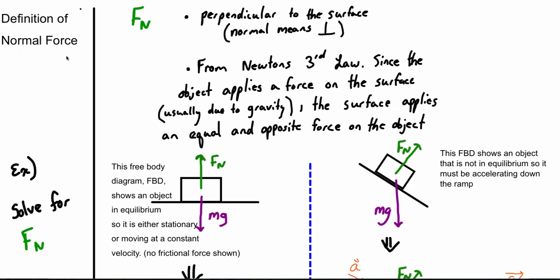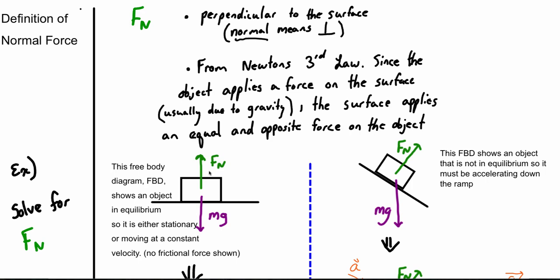Alright, so before we lead up to the definition of frictional force in equation form, we have to know a few things about the normal force. In mathematics and physics, normal means perpendicular. So the normal force is always perpendicular to the surface. And if we ask what is the normal force, we get the normal force from Newton's third law. Since an object applies a force on the surface, usually due to the gravitational force or its weight, the surface is going to apply an equal and opposite force onto the object.